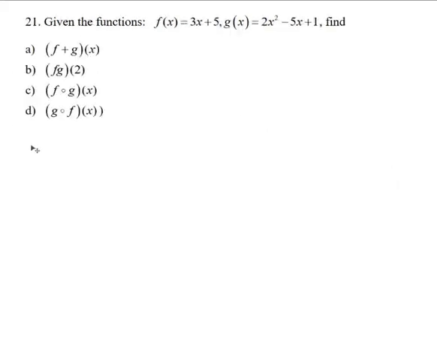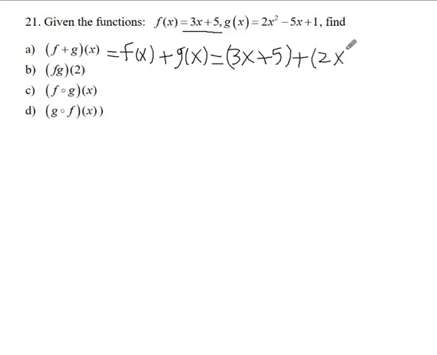Given the function f of x is equal to 3x plus 5 and g of x equal to 2x squared minus 5x plus 1, we want to find the first one, f plus g of x. So that means f of x plus g of x. Now f of x is given to me as 3x plus 5. You add that to g of x, which is 2x squared minus 5x plus 1. Just have to combine like terms here.